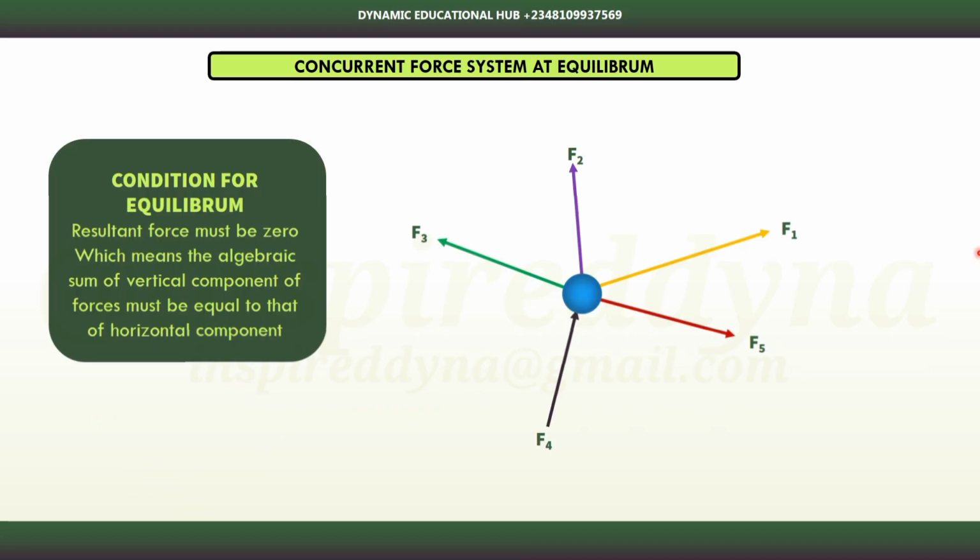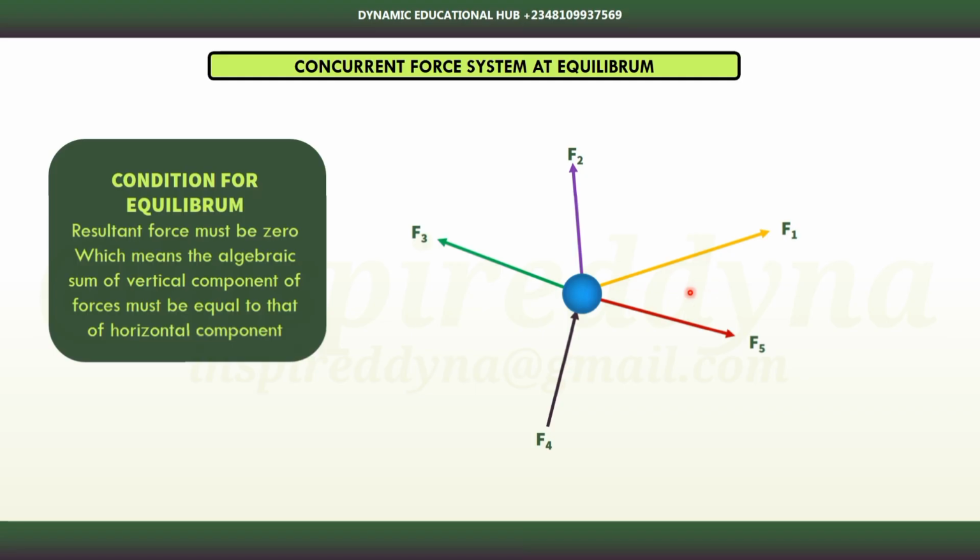So let's look at concurrent force system at equilibrium. Let's observe something here. Now, the condition for equilibrium. If you look at this force system, this is concurrent force. So we have concurrent forces here. The condition for equilibrium means that even though all these forces are acting on this object, it is not moving. It is at a stable position, not changing position. That is what we call equilibrium.